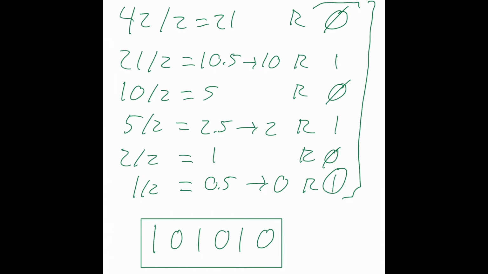Now each of these bits represents a power of 2. So starting from right to left, you get 2 to the 0, 2 to the first power, 2 to the second power, 2 to the third power, 2 to the fourth power, 2 to the fifth power, and these ones here represent the presence of these powers of 2.